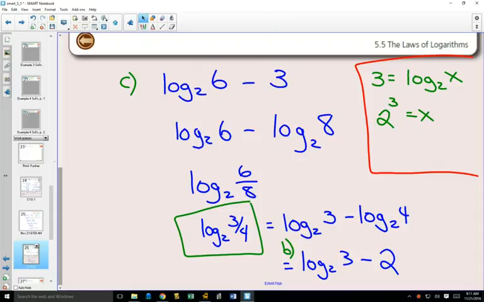Okay. So these ones are similar to what we did in question 1, but now we're introducing variables. It's the same kind of idea, writing as a single logarithm, but now we're introducing variables.